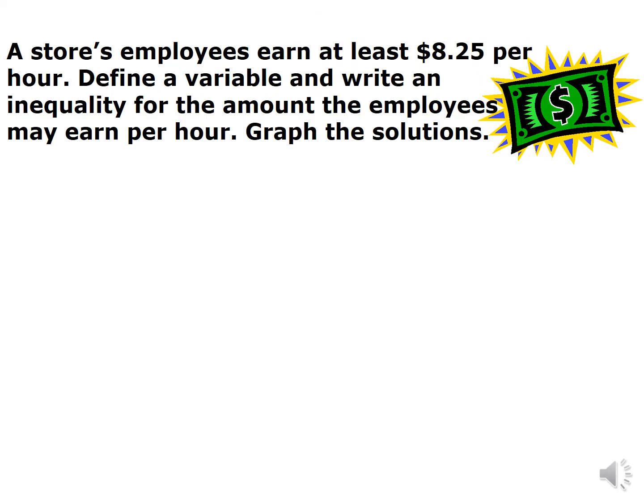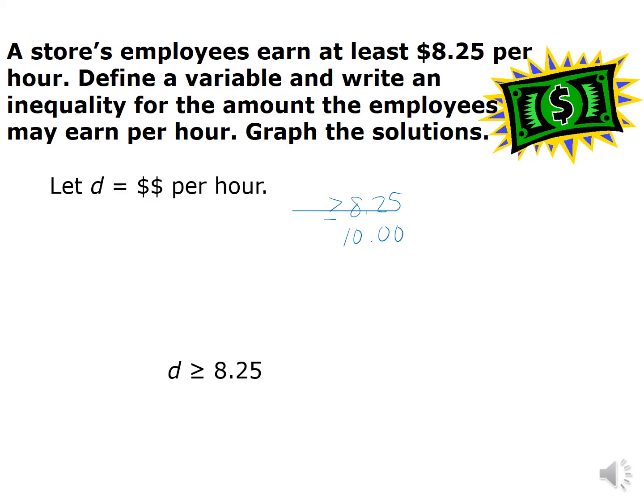A store's employees can earn at least $8.25 per hour. So define a variable and write an inequality for the amount the employees may earn per hour. Maybe they're thinking about different employees earning different amounts. So D is the dollars per hour. Maybe employee A earns $8.25. Could the employee that's been there for 6 months earn more? Sure, they could earn $10. Usually you don't get that many big raises, but I can at least see that it's going to be greater than or equal to $8.25.